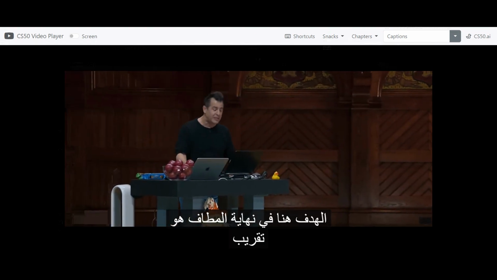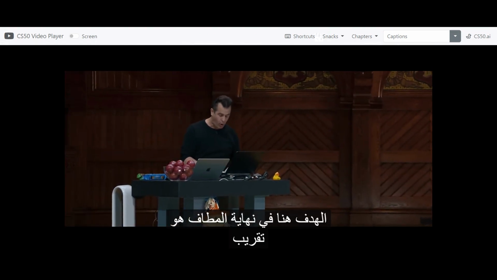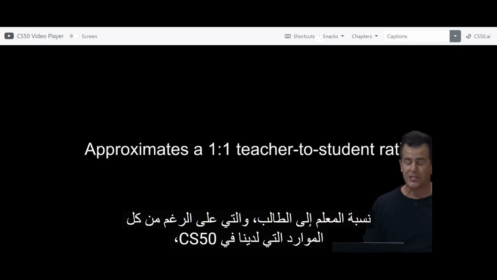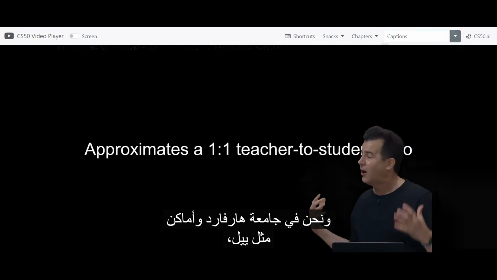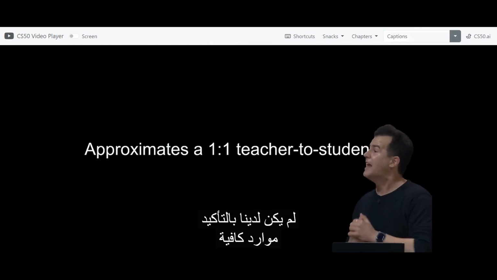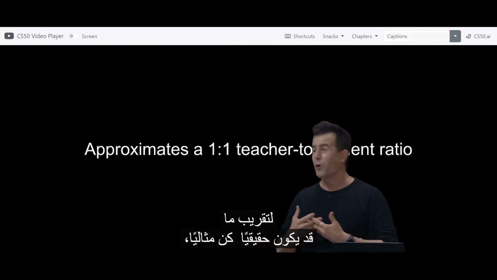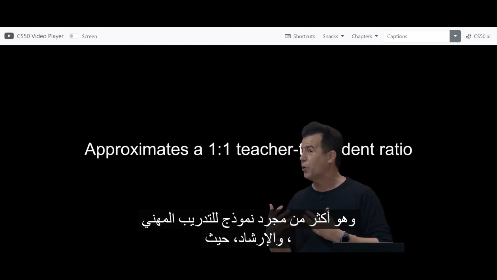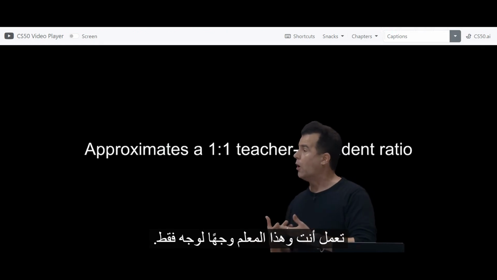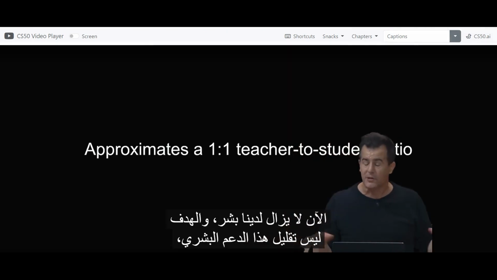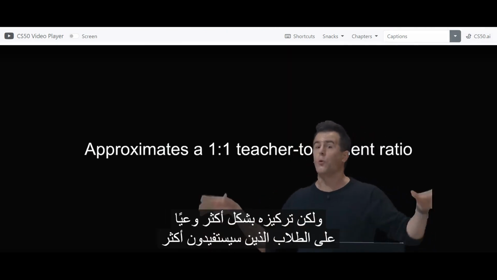The goal here ultimately is to really approximate a one-to-one teacher-to-student ratio, which despite all of the resources we within CS50, we within Harvard, and places like Yale have, we certainly have never had enough resources to approximate what might really be ideal, which is more of an apprenticeship model, a mentorship, whereby it's just you and that teacher working one-on-one.